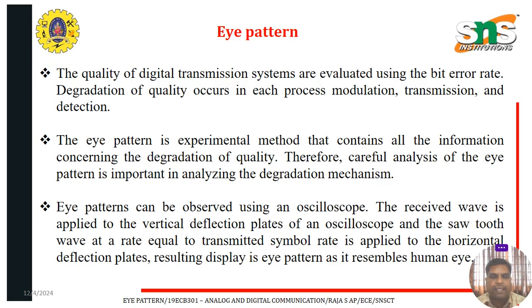The received wave is applied to the vertical deflection plates of an oscilloscope, and a sawtooth wave at a rate equal to the transmitted symbol rate is applied to the horizontal deflection plates. The resulting display is the eye pattern, as it resembles a human eye.